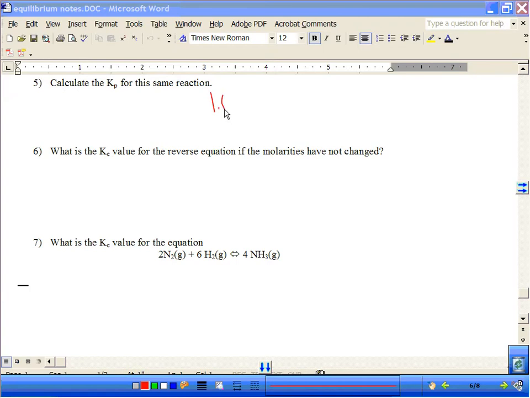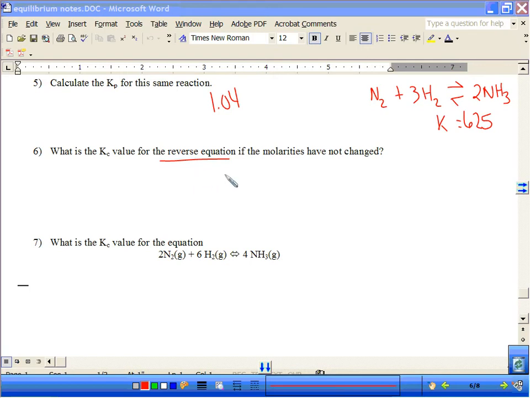So this was 1.04. The next question said, now again, our equation up above was N2 plus 3H2 makes 2NH3, and the K for this was 625. And the question's asking what would happen if we reverse this equation.